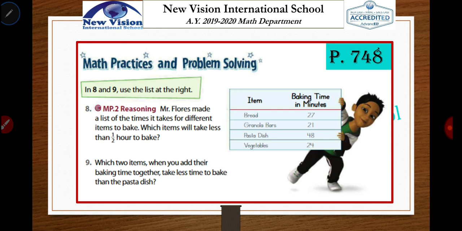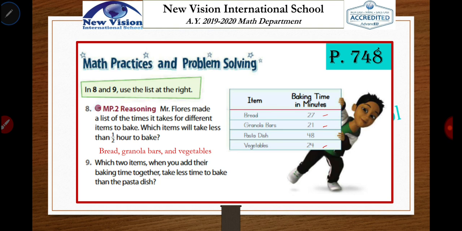Okay, the answers are, we have bread. As you can see, bread is 27. Granola bars is 21. Vegetables, that is 24. They are all less than 1/2 hour to bake. Good. Did you get that?